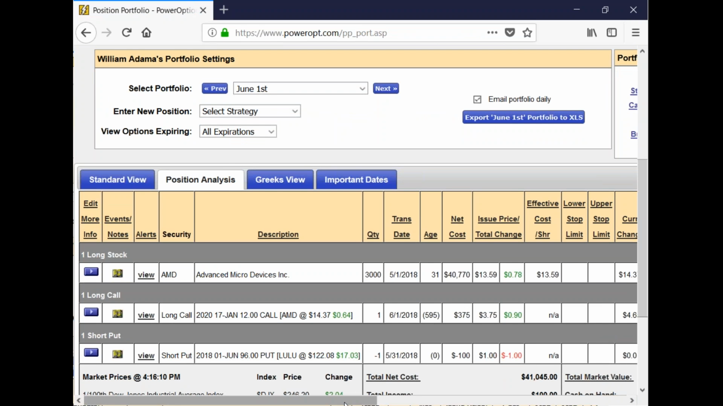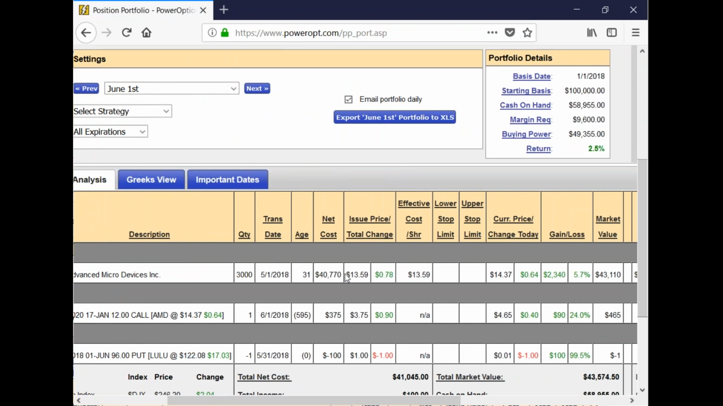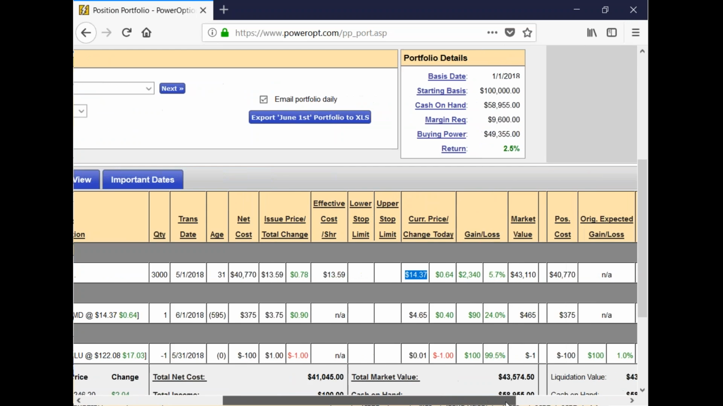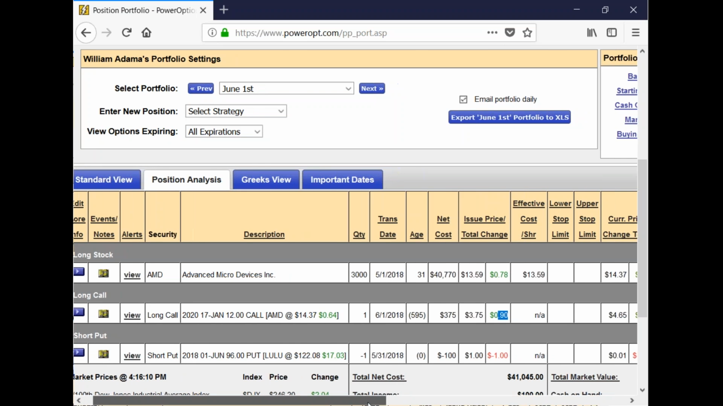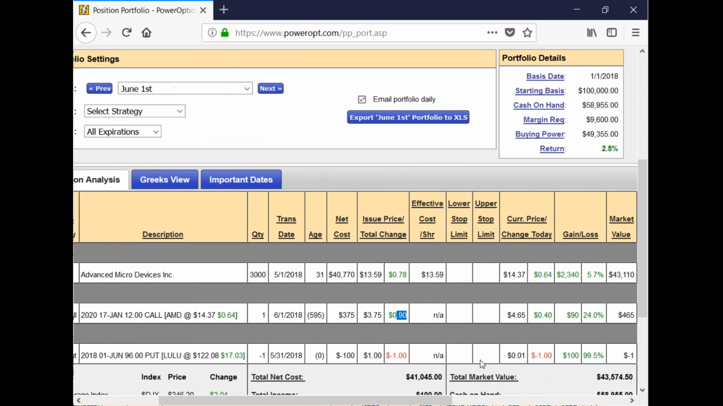First, we have the 3,000 shares of long stock on AMD, $13.59, and right now we have a cost basis of $14.73. So there's that $2,300 profit that John was alluding to. Okay, and of course here's the long call where I only put in one contract, but he says he had a $450 profit, so he's probably got maybe 5 contracts there on the position. It's up to $465. So he's got a $90 profit now for one contract. His $450 is related to probably 5 contracts.